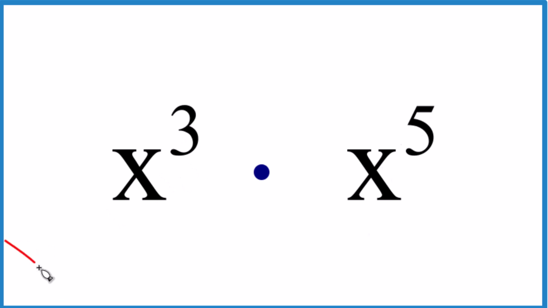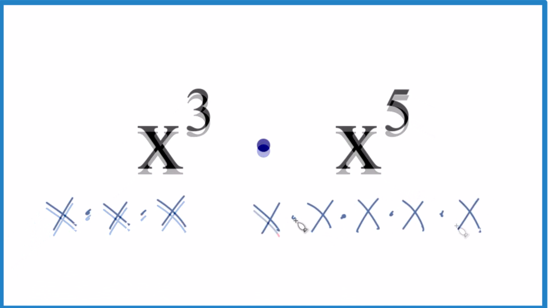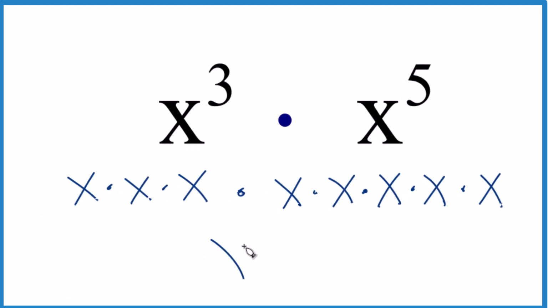X to the third is x times x times x. And then x to the fifth, we'd have five x's like this. So we'd multiply these together. And then we're just going to add up the x's. 1, 2, 3, 4, 5, 6, 7, 8. X to the third times x to the fifth equals x to the eighth.